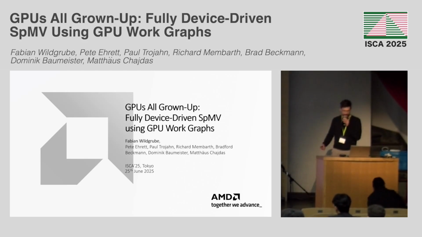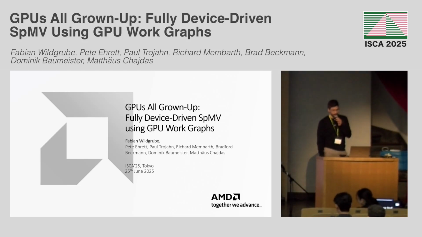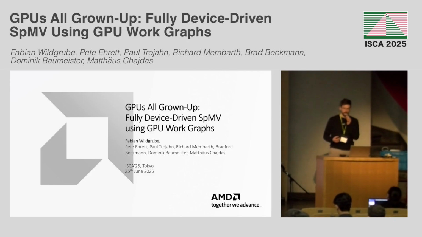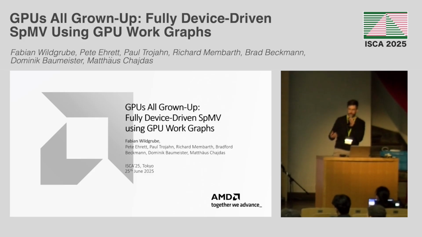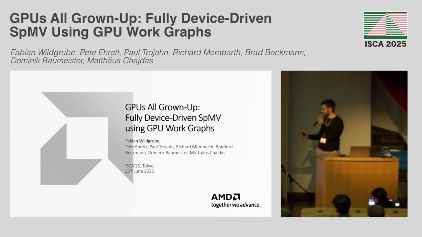Hi, everybody. So my name is Fabian, and I work at AMD on basically graphics architecture evolution. And specifically, I work on making the GPU more independent from the CPU by letting it schedule work onto itself without having to rely on the CPU to do that for it. And this is already part of our hardware on the graphics side, so it's called GPU work graphs.